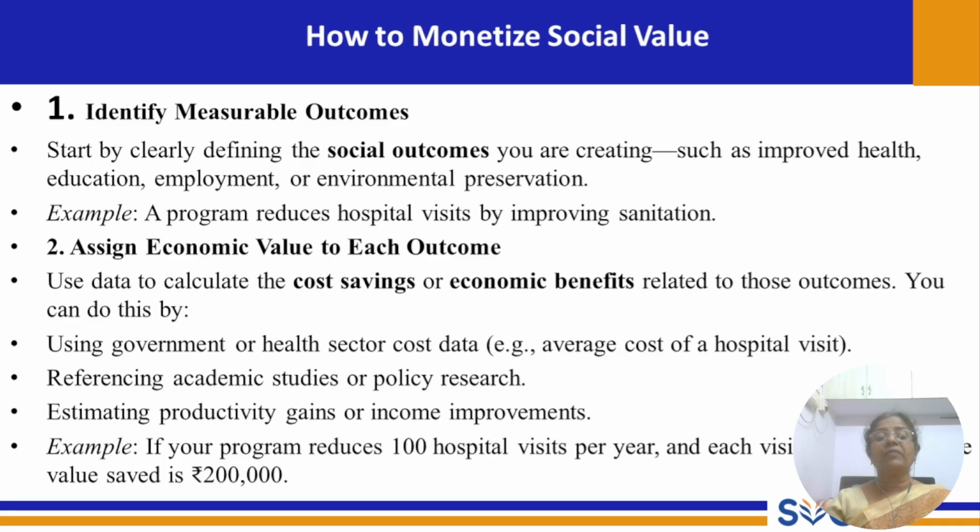Assign economic value to each outcome. Use data to calculate the cost savings or economic benefits related to those outcomes. You can do this by using government or health sector cost data, then referencing academic studies or policy research, then estimating productivity gains or income improvements. Example, if your program reduces 100 hospital visits per year and each visit costs 2000, the value saved is 2 lakh.